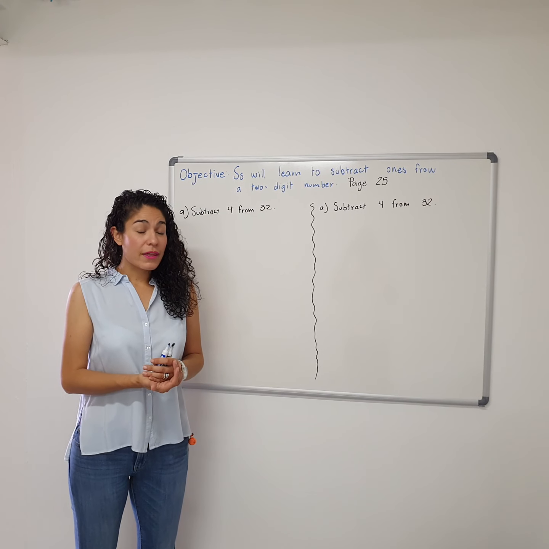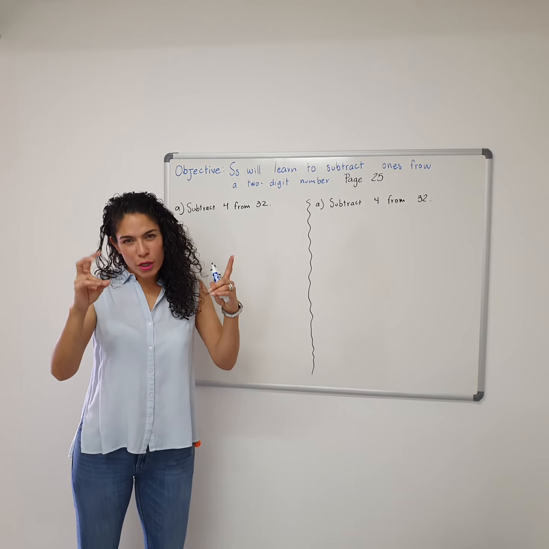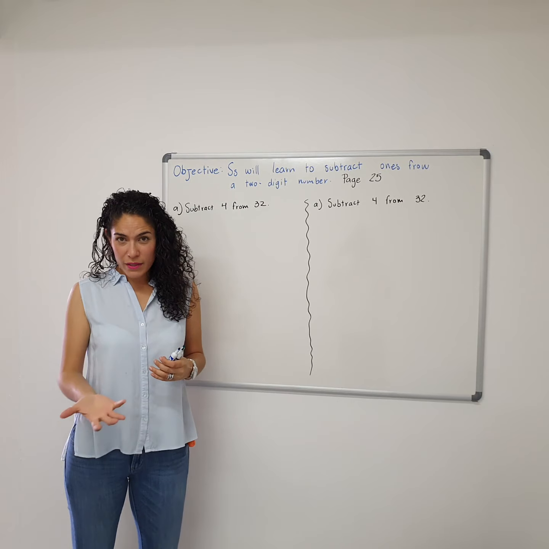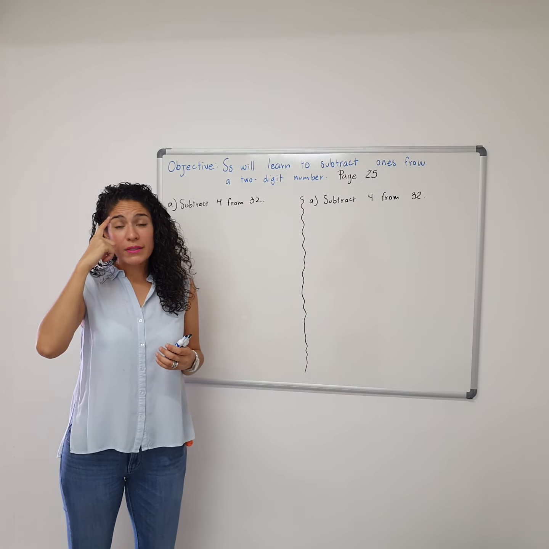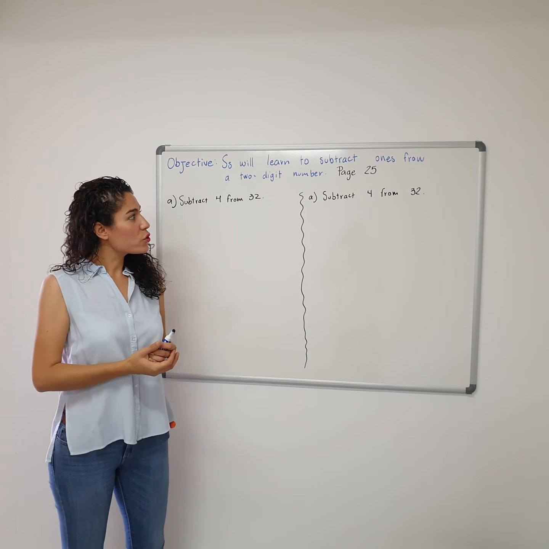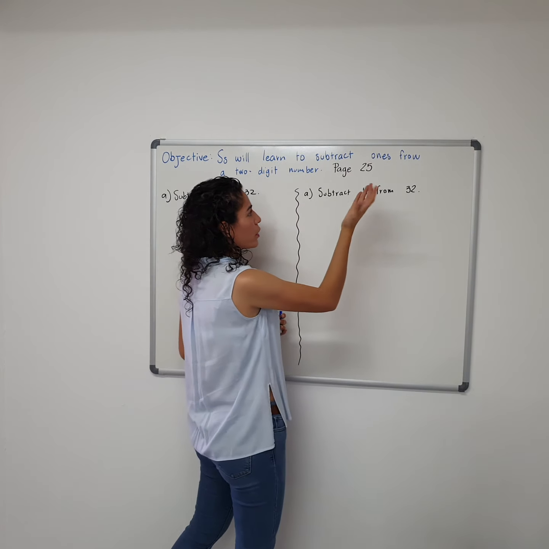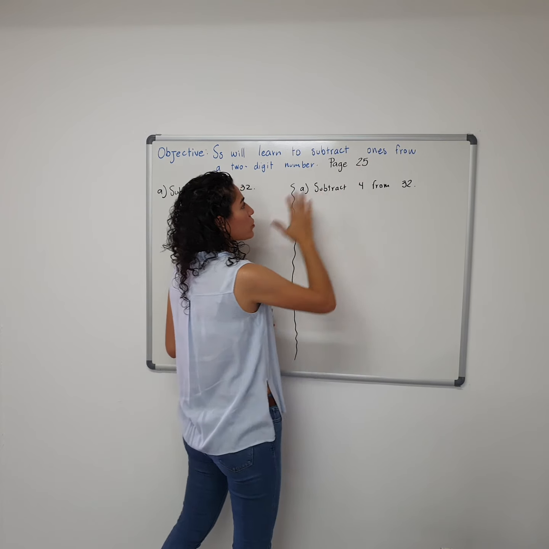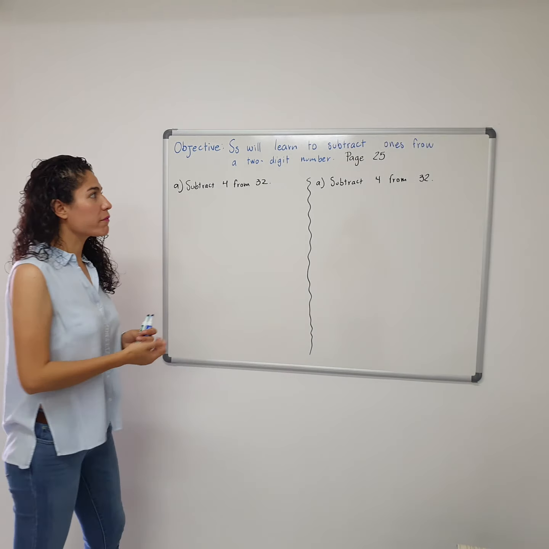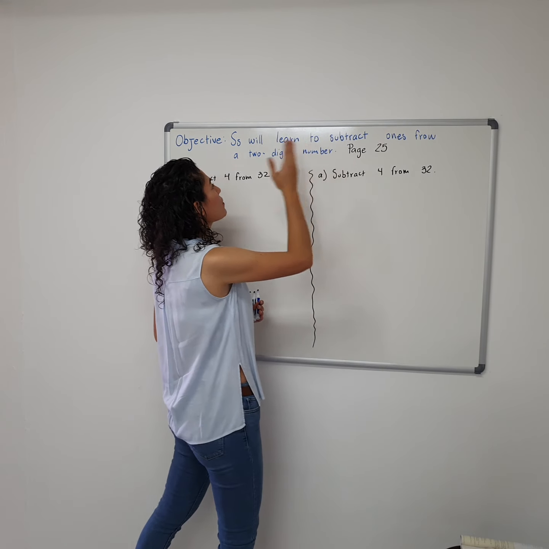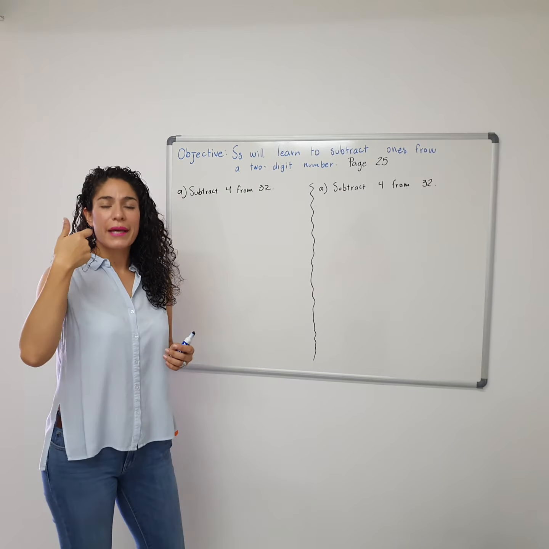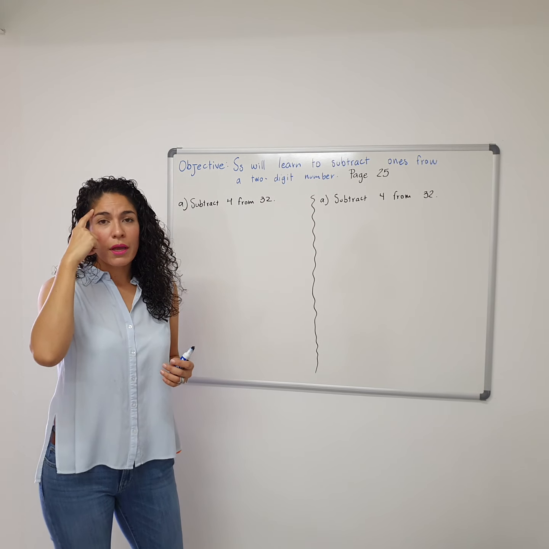Today we're going to learn something new. New because you know how to subtract using place value, but we're going to do it mentally this time, okay? So we're going to learn what we need to do to answer page 25. What does this mean? It means that you're going to learn how to subtract ones from a two-digit number. I'll say it again, using just your mind.